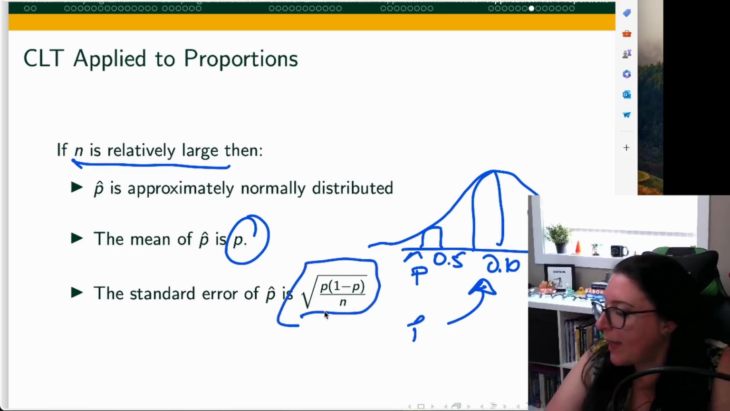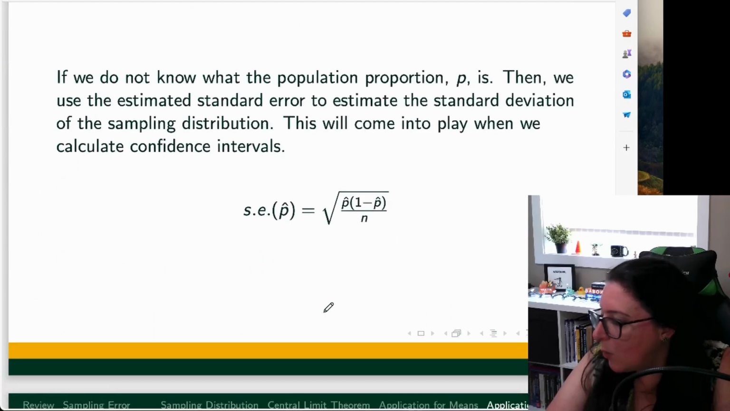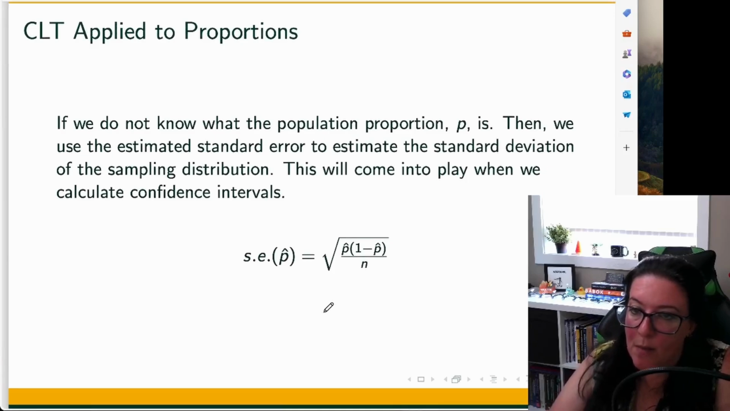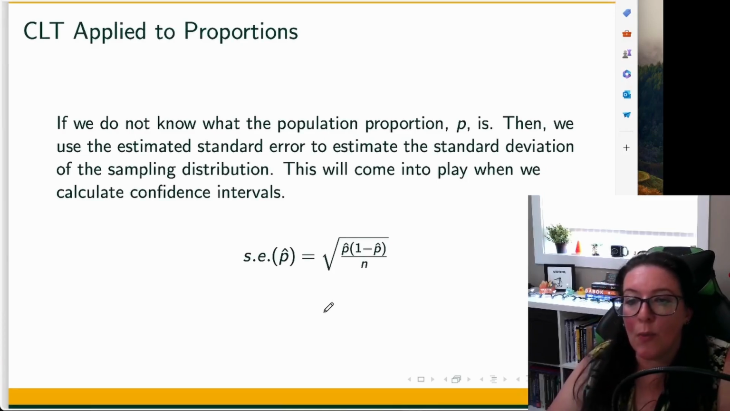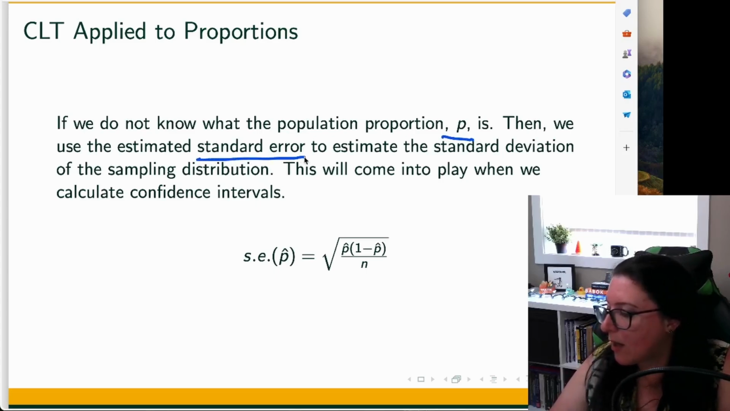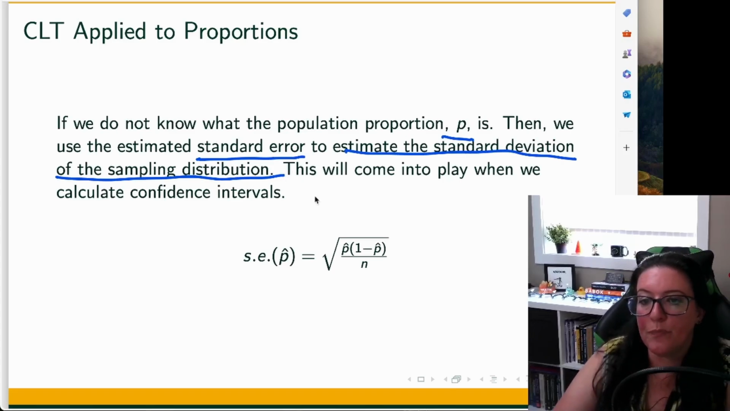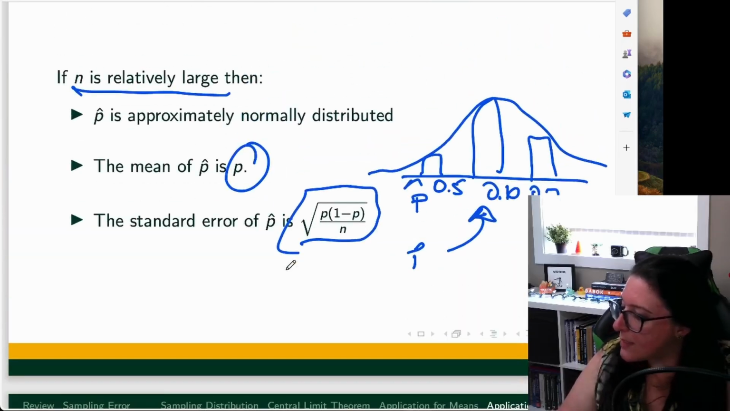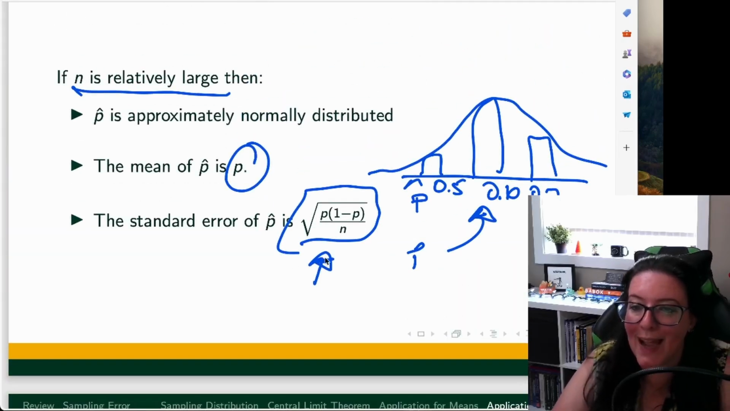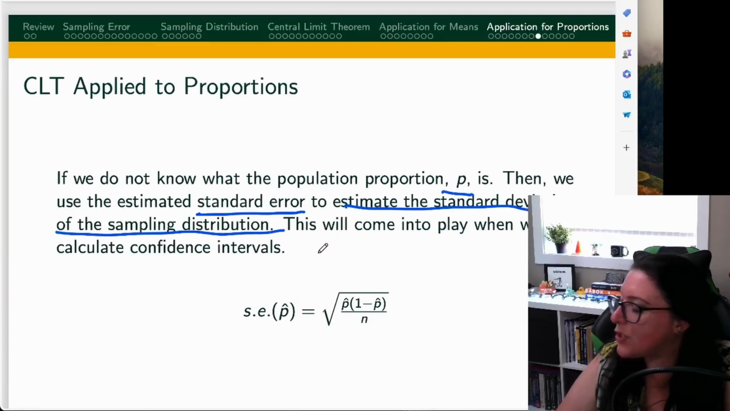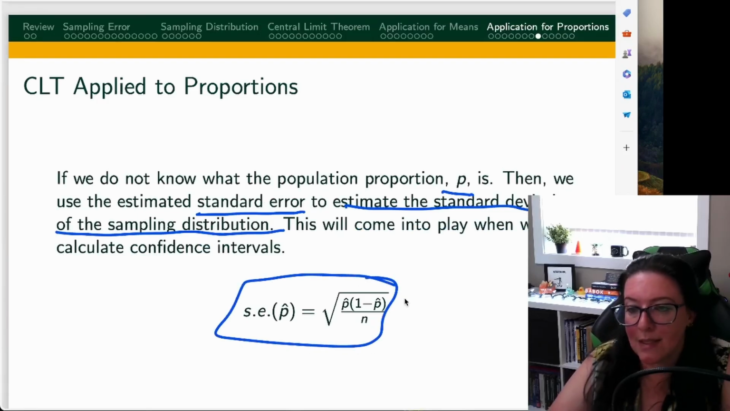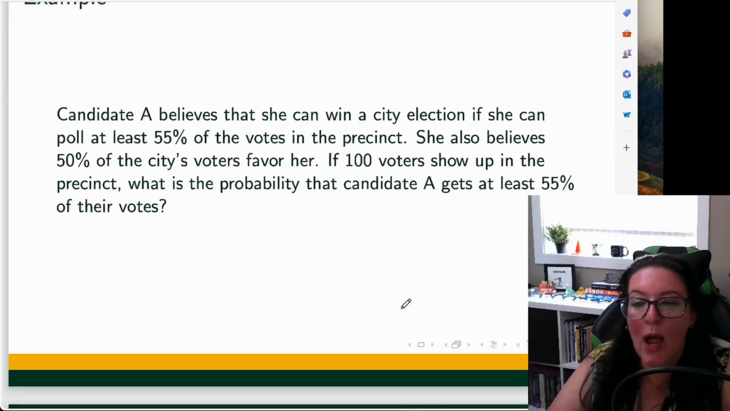Which means that we can use our central limit theorem that says if we do not know what the population proportion p is, we can use the estimated standard error to estimate the standard deviation of the sampling distribution, and we'll later create some confidence intervals that we'll use as part of that. So notice that this here contains p, not p hat. If we don't know what p is, because the whole point of doing this is to try to estimate what's happening with the population, we'll actually estimate it with the p hats instead. Okay? So let's show how we would use all this information.